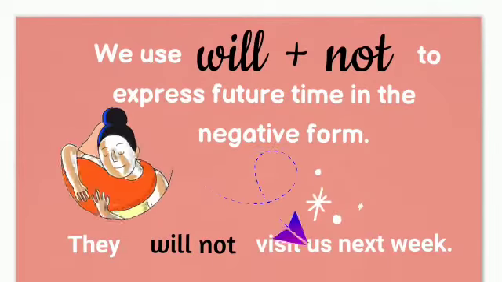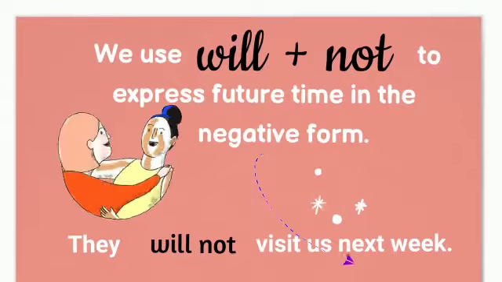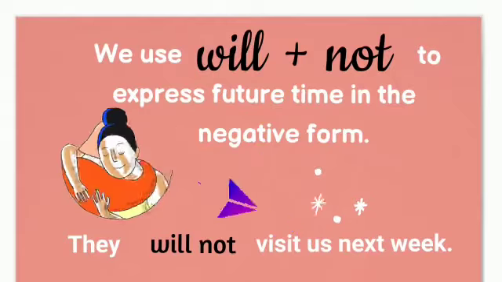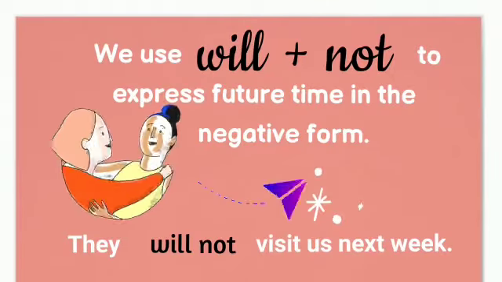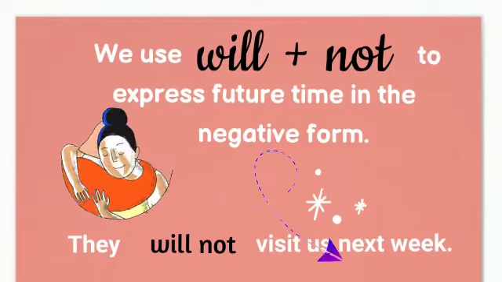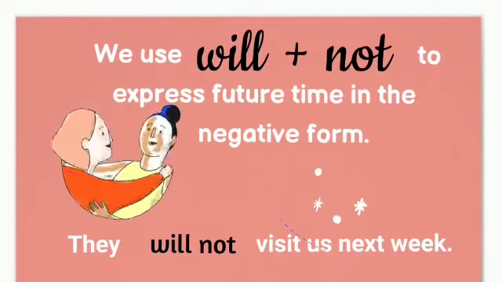For example, they will not visit us next week. So, children, here the action is not going to happen in the coming future. So, that is why we will use will not to express the time in the negative form.